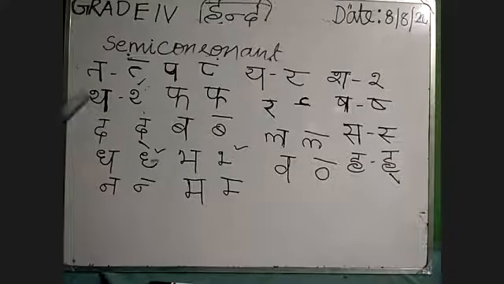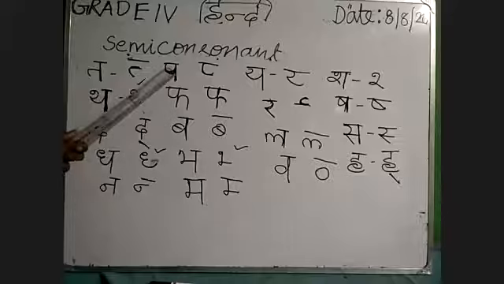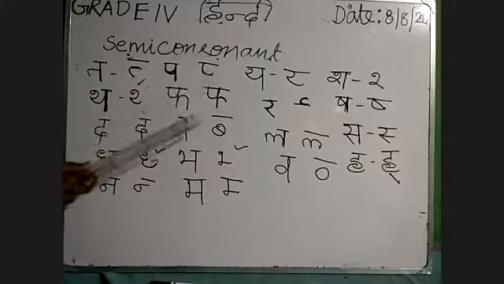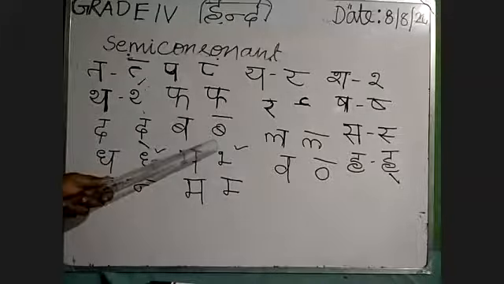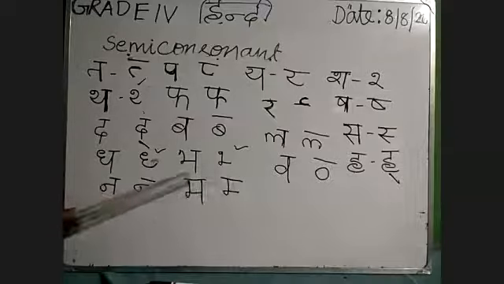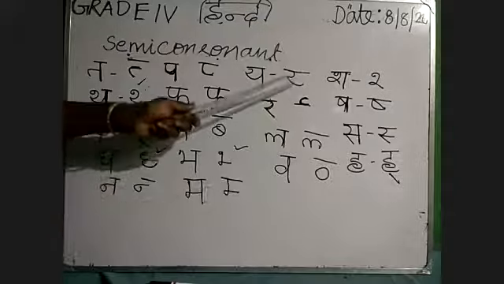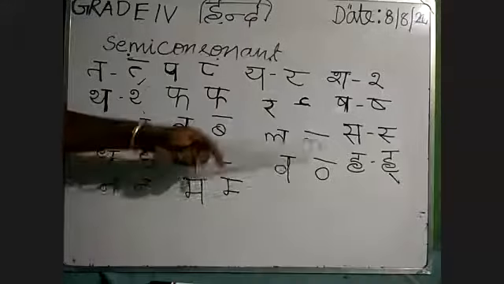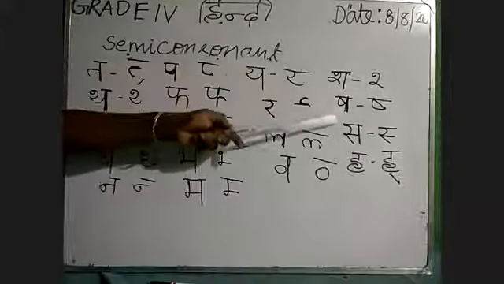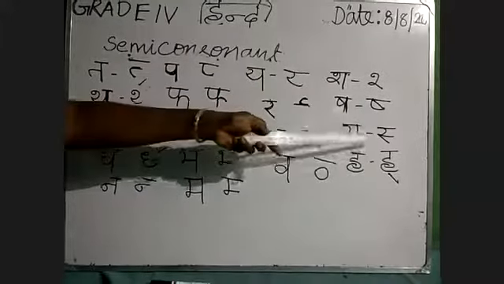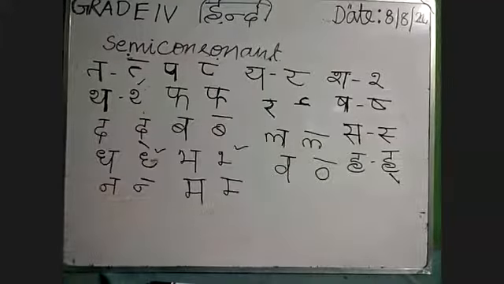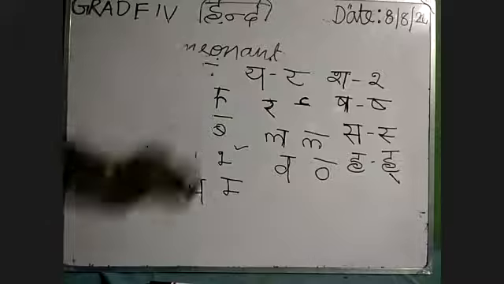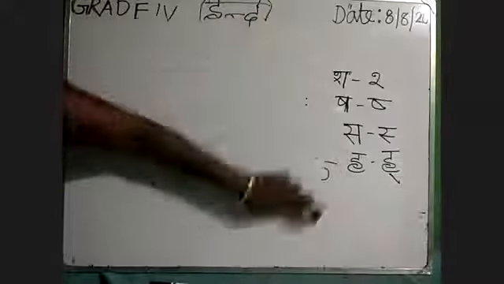Say ta, it, da, id, na, in, pa, ip, fa, ip, ba, ib, ma, im, ya, yi, ra, yir, la, yil, va, yu, sha, ish, sa, is, ha, ich. Semiconsonants. Next one.